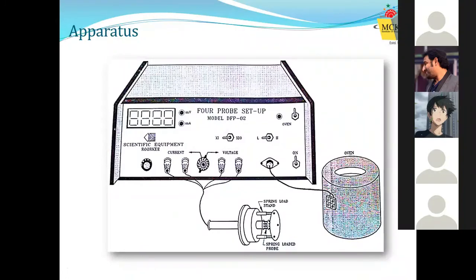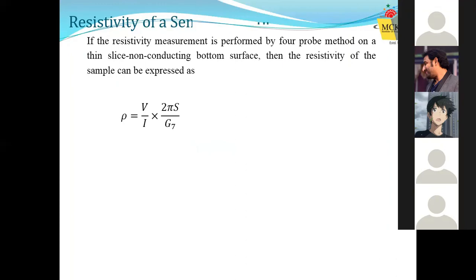So please check. This is the formula, where 2 pi S is a constant because S is fixed. G7 is the correction factor, that is also constant. The current flowing through the semiconductor is also constant.